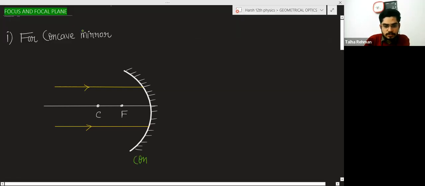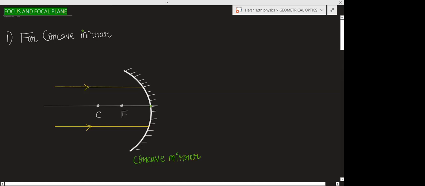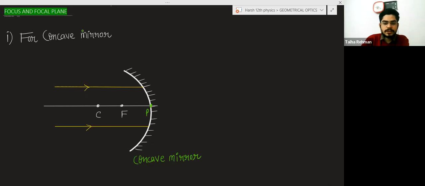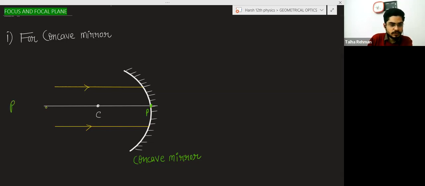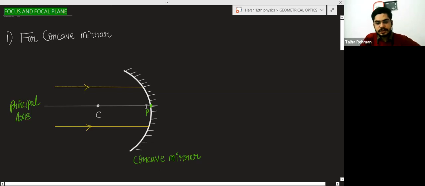This is a concave mirror, and this is the pole, and this is the center of curvature of this concave mirror, and these rays are parallel to the principal axis also. The line joining the center of curvature and the pole is the principal axis, and the pole is the middle point of the mirror.